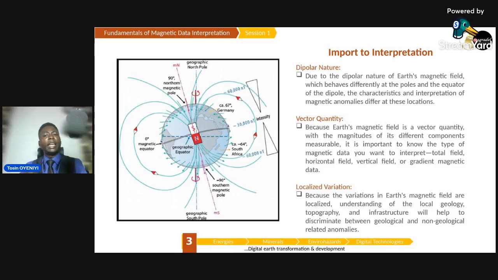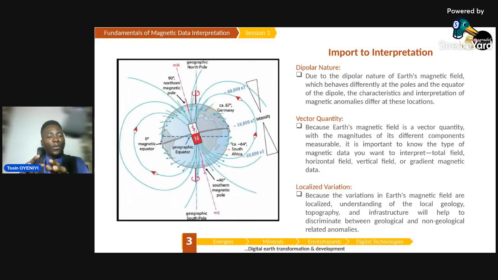We have seen the import of it into the interpretation of Earth's magnetic data. First, you must identify the magnetic region where your data is acquired. It will inform your interpretation. At the pole, high magnetic field is high magnetization, but at the equator, low magnetic field is high magnetization. You must also know the kind of magnetic data you are dealing with: is it a total field, horizontal field, vertical field, or gradient magnetic field? And you must be ready to understand the local geology, the local topography, and infrastructure setting of the area, so that you'll be able to discriminate between magnetic anomalies that are due to geological effect and those that are non-geological related in the magnetic data presented to you.